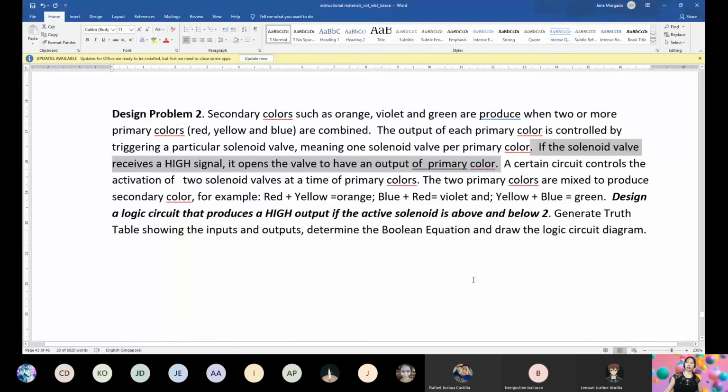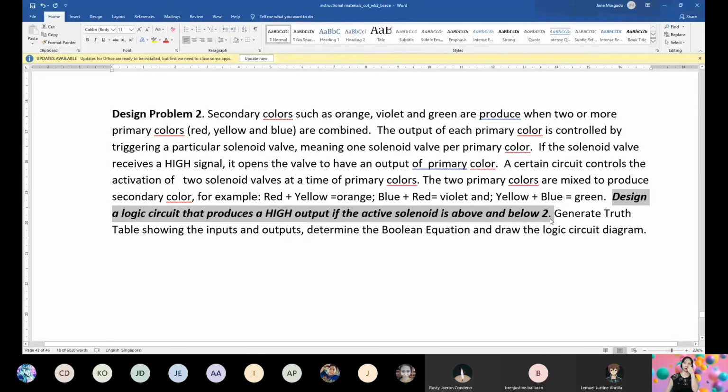Okay. Pero dito, design a logic circuit that produces a high output if the active solenoid is above and below 2. When you say above 2, ilan yon? 2. Above 2. Ilan ba inputs natin? 3 po, ma'am. Above 2? Above, mataas sa 2. 3. 4. Hanggang 7, ma'am. 3 lang. 3 inputs natin eh. Red, yellow, and blue. Ililito ko lang kayo, no? Red, yellow, and blue. 3 inputs natin, di ba?